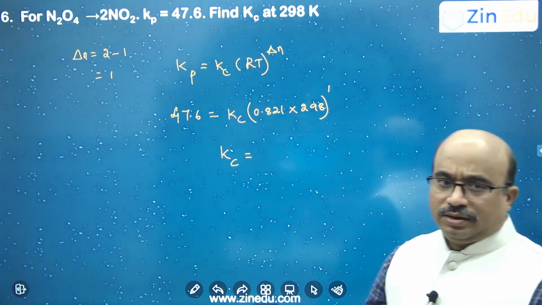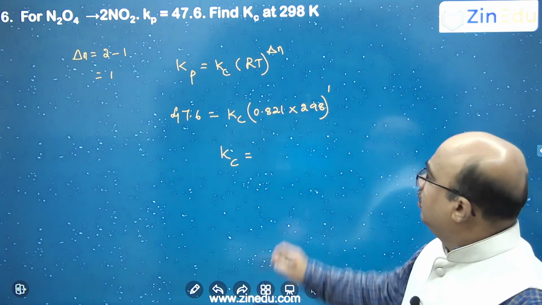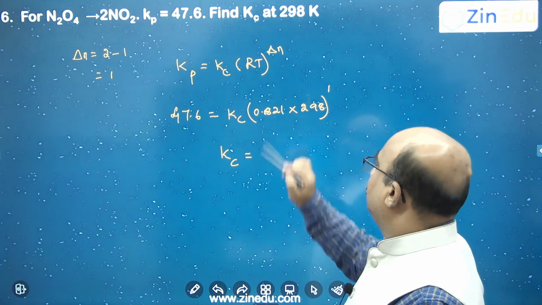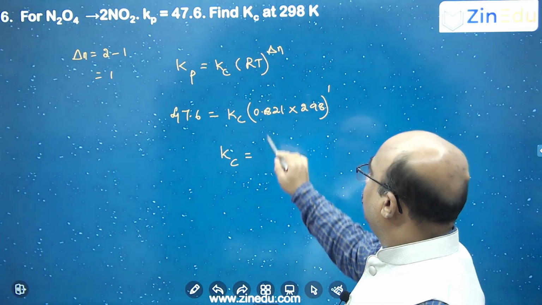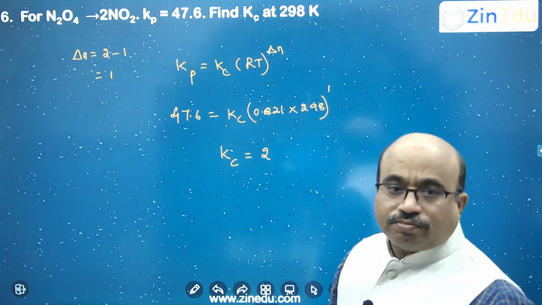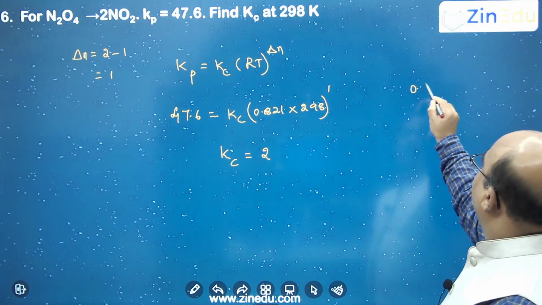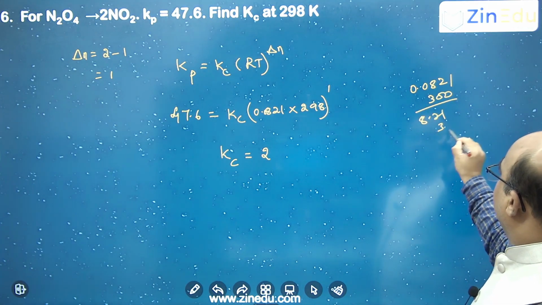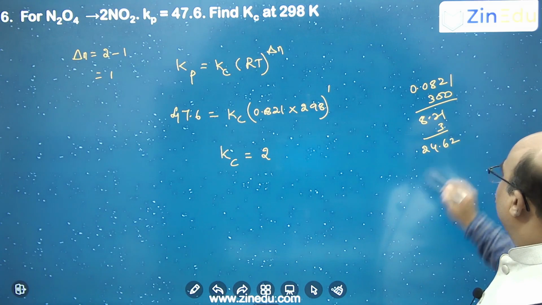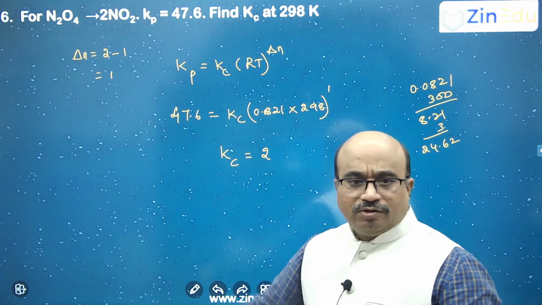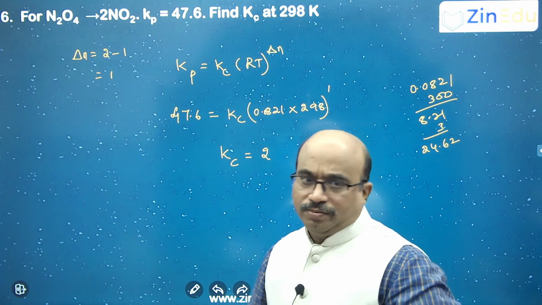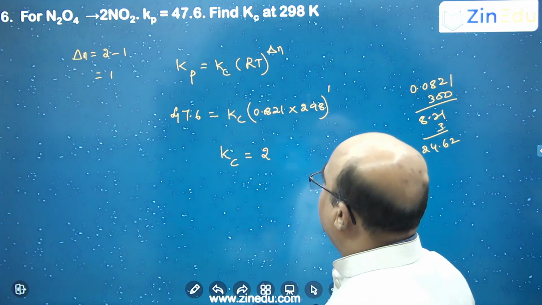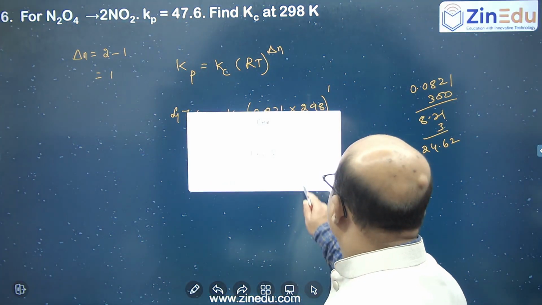It is somewhere around 3 times 0.0821, so 0.0821 into around 300. If you say 8.21 into 3, that is 24.62. So you divide 47.6 by 24 and you get approximately 2. So your nearest integer will be what you report. Maybe the question is also given in numerical based form.